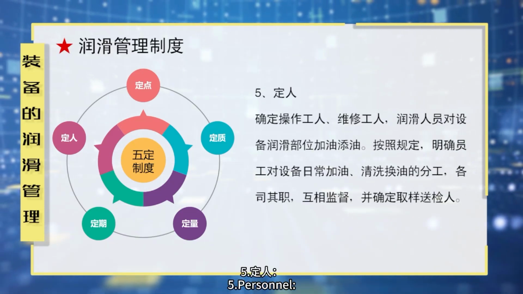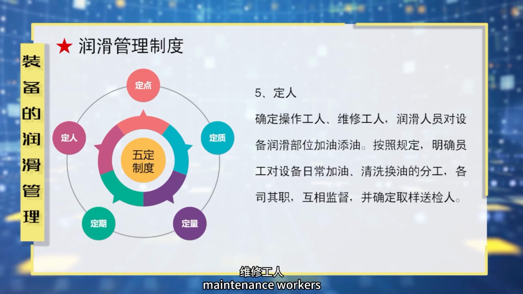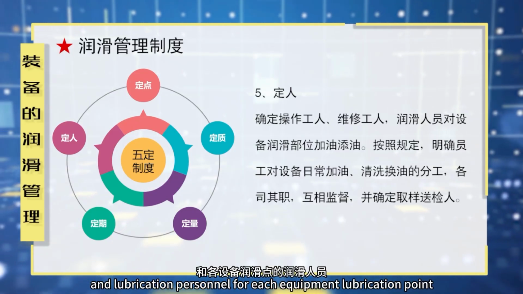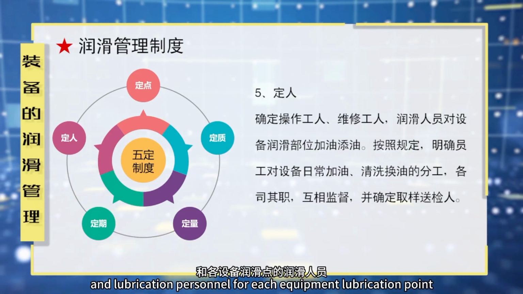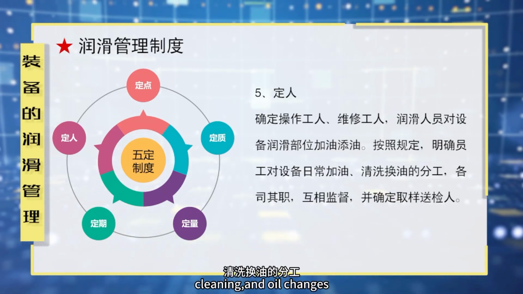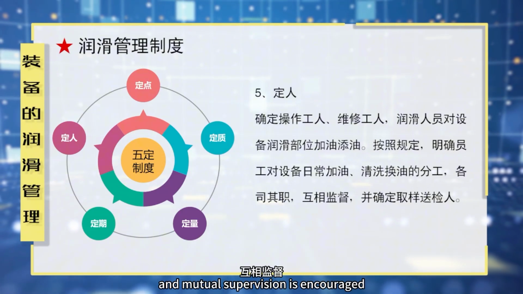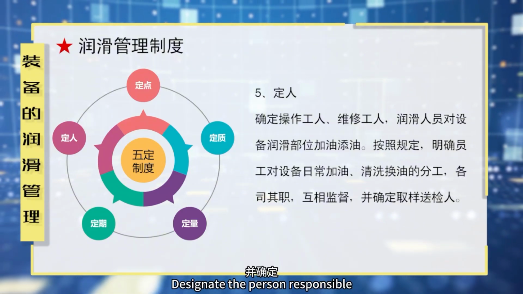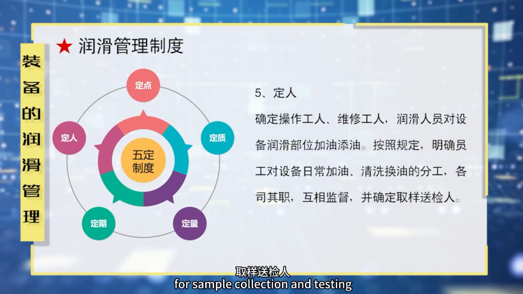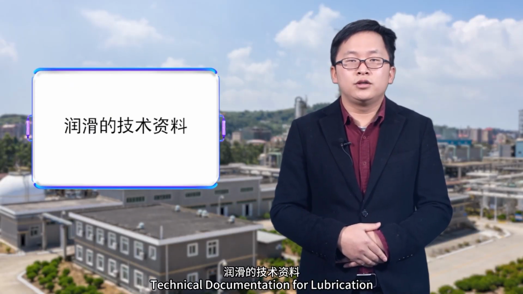Fifth, personnel: assign responsibility for oiling tasks to operators, maintenance workers, and lubrication personnel for each equipment lubrication point. Clearly define the division of labor for daily oiling, cleaning, and oil changes. Each person has their role, and mutual supervision is encouraged. Designate the person responsible for sample collection and testing. Part 3, Technical Documentation for Lubrication.